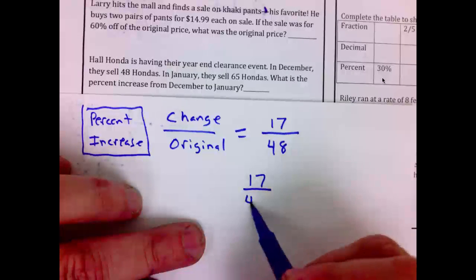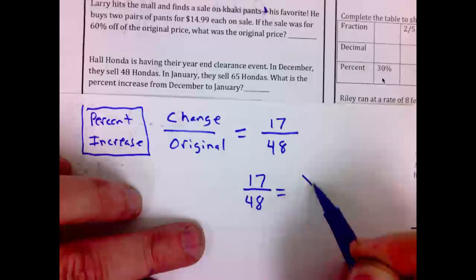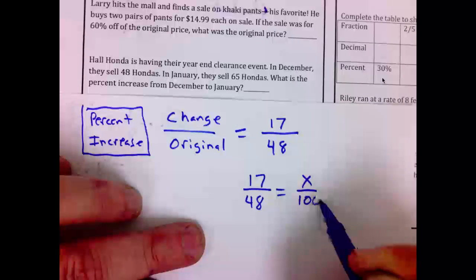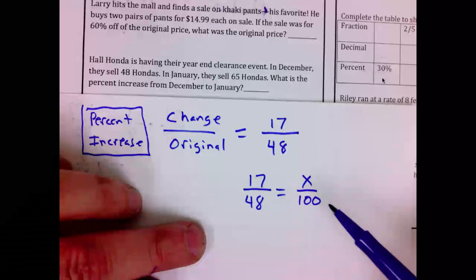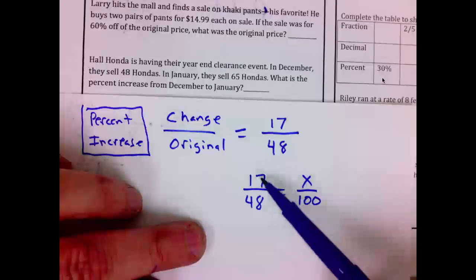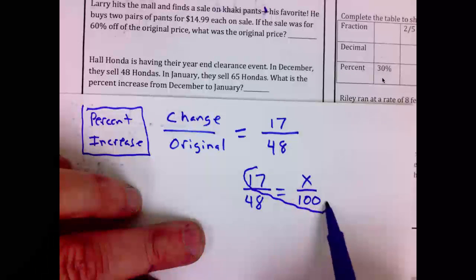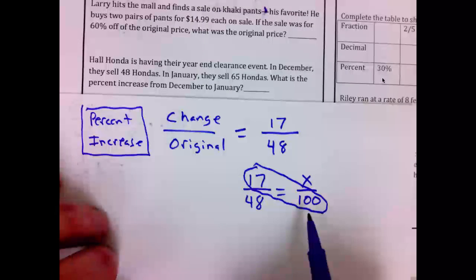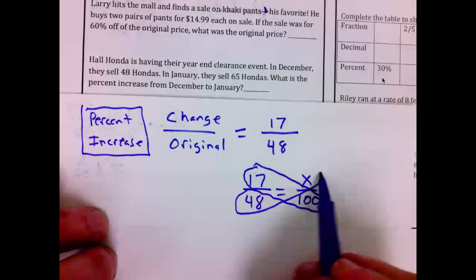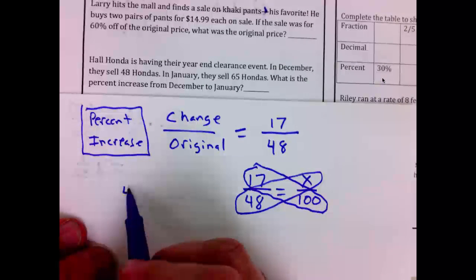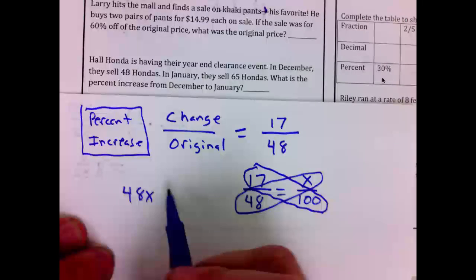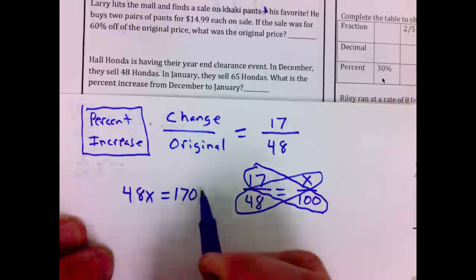17 over 48 equals x over 100. We know percent means per 100. We can do 17 over 48 equals x over 100. Cross multiplying, 17 times 100 is 1700. 48 times x is 48x. We have 48x equals 1700.